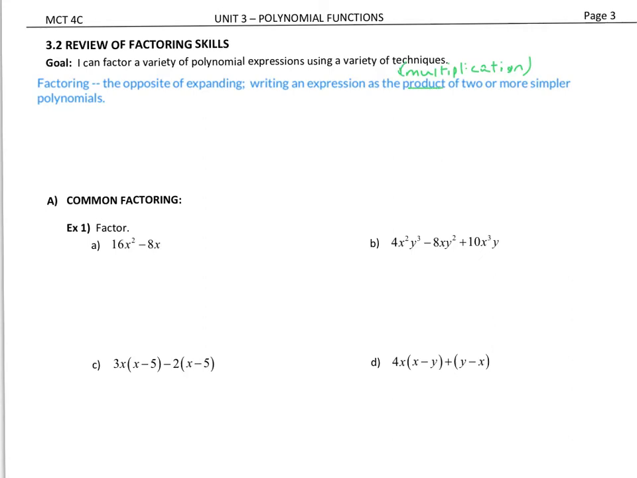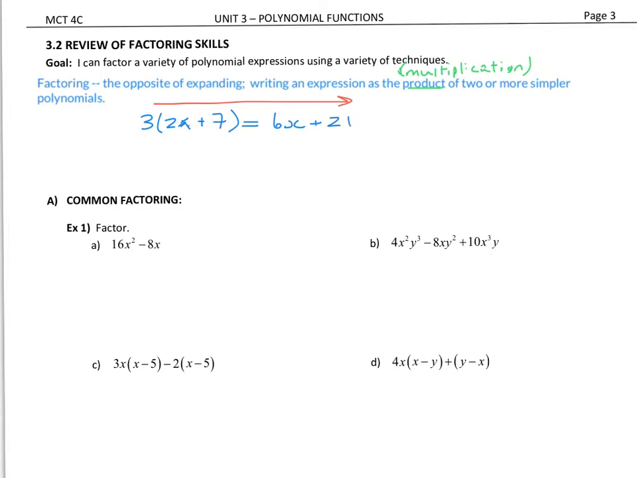So we could have something simple like 3 times 2x plus 7. And if we head in this direction, if we actually figure out what that is equal to by multiplying, we're expanding that, we get 6x plus 21.